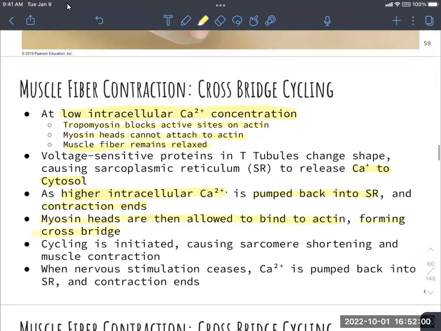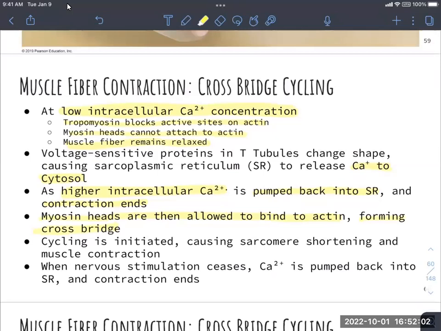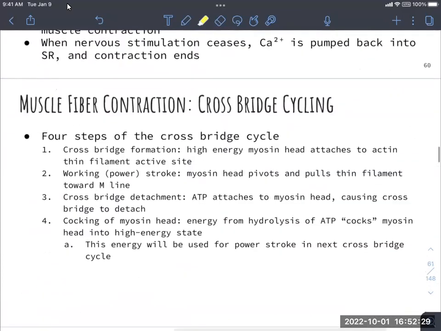And as those myosin heads keep pushing the actin over, it shortens that entire sarcomere, which causes that muscle to contract. So when the nerve stops telling that muscle to contract, that is when that calcium gets pumped back into the sarcoplasmic reticulum and the contraction will end. So here's the 4 steps.